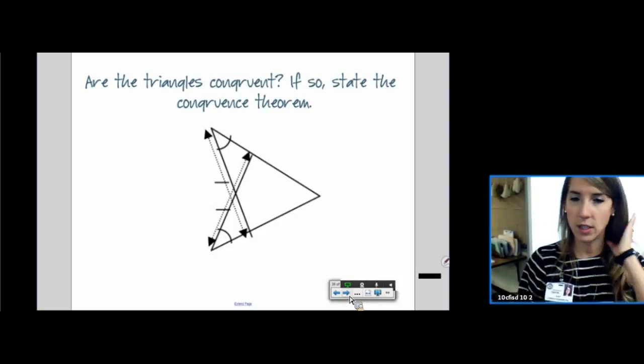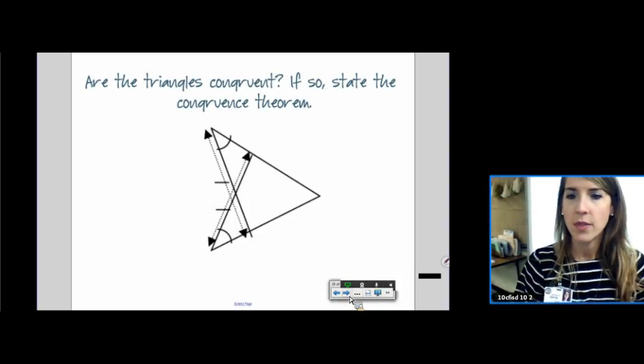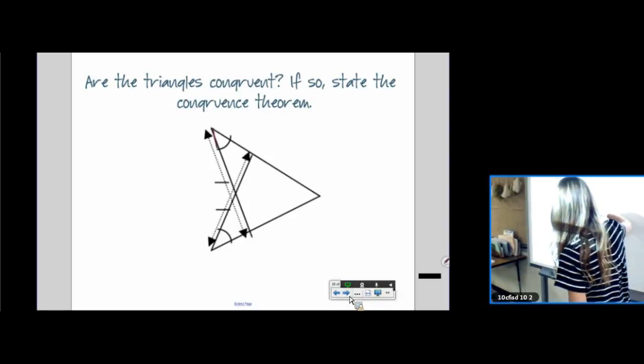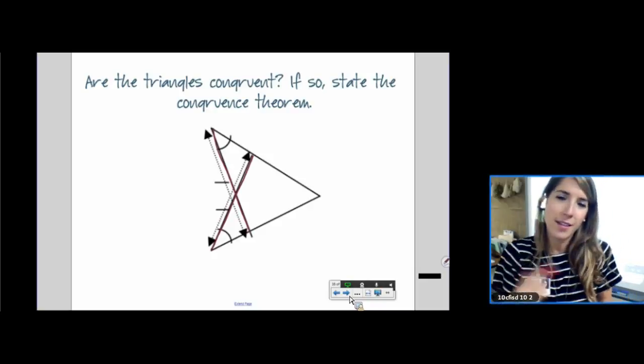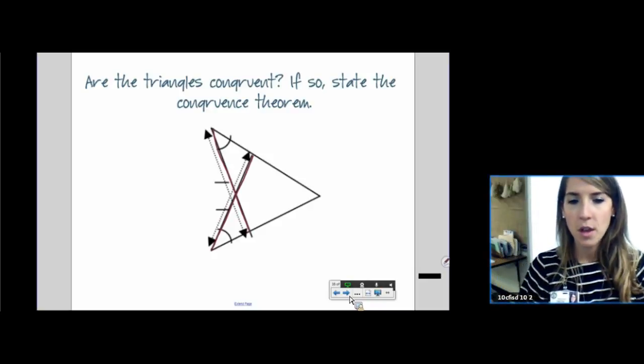Are the triangles congruent? Do you see why those dotted lines are there? They're to show that this whole side needed a tick mark and this whole side needed a tick mark, but they couldn't put it on the sides because they were overlapping. So let's try this one.